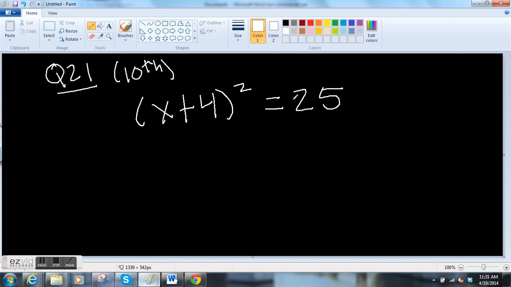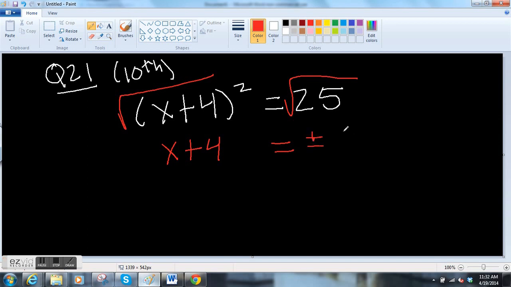So if you're going to solve this by the square root method, you can take the square root of either side, right? And remember, when you take the square root, now we have x plus 4. This is going to be plus or minus 5, because the square root of 25 is two things. It's 5 and it's negative 5. So the trick here with taking the square root is you have to remember that you get two solutions, plus or minus.